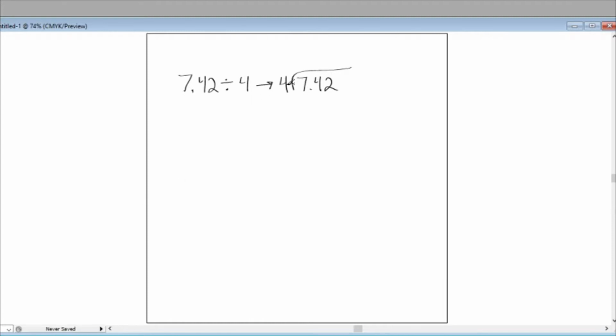So let's see, 4 into 7, let's see, 2 is 8, so we're only going to be able to go one time. Our difference there is going to be 3. Okay, 4 into 34, well, we can go 8 times to get 32.